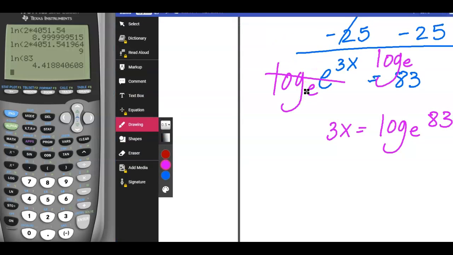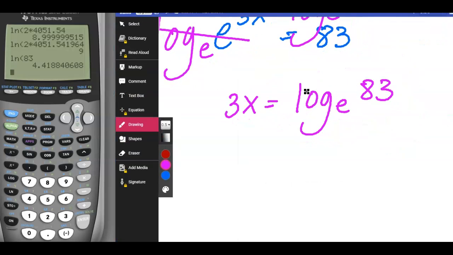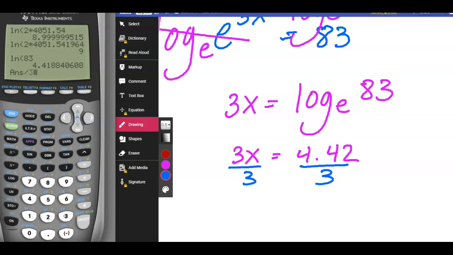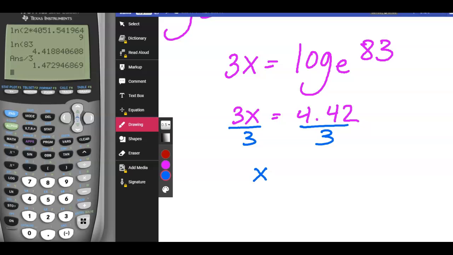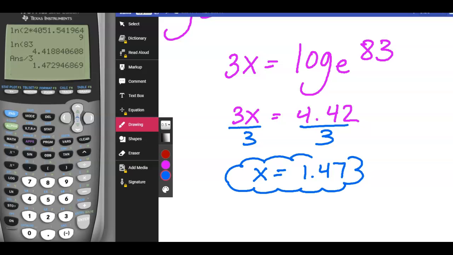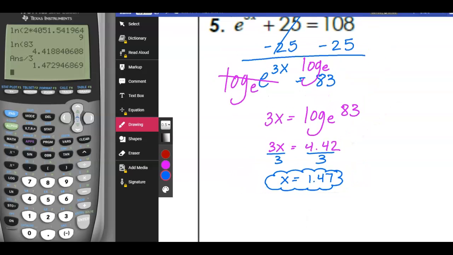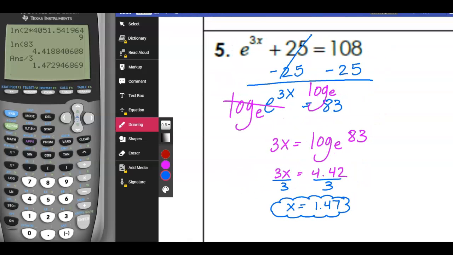Yes, 4.42 if I'm rounding to the hundredths. Then what do we do? Divide both sides by 3. And I'm going to actually use that whole number and just divide by 3 in my calculator and get x equals 1.47 if I'm rounding to the hundredths. Any questions on that problem?